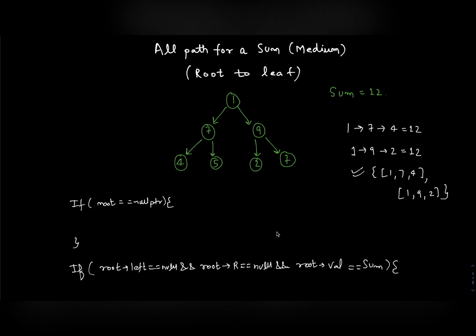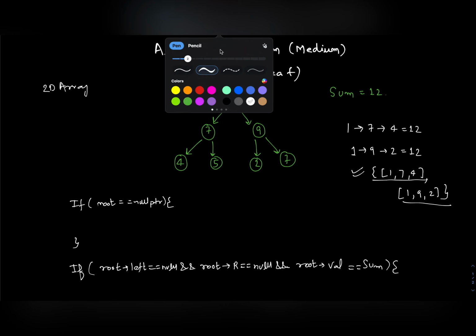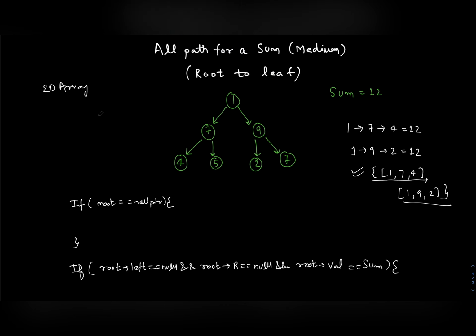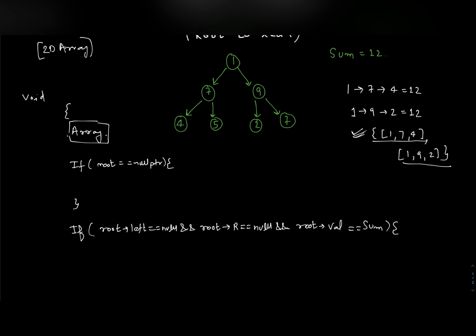For storing, it's a 2D array. So we'll take a 2D array, and you can name it whatever you want. I'm taking a 2D array where I'm going to store the paths, and for this particular function I'm going to take a 1D array, and this function is going to be void. If root is null, I'm not going to return anything, it's just a return.